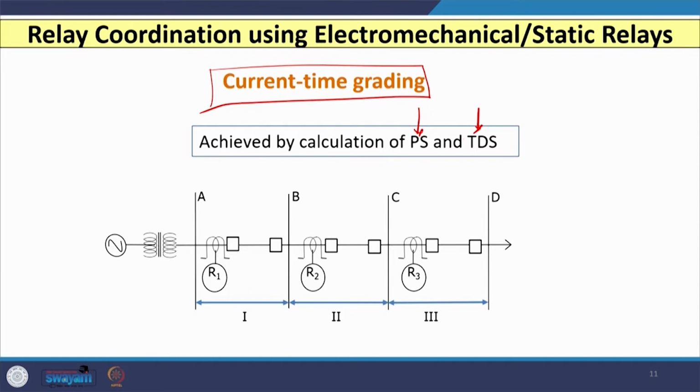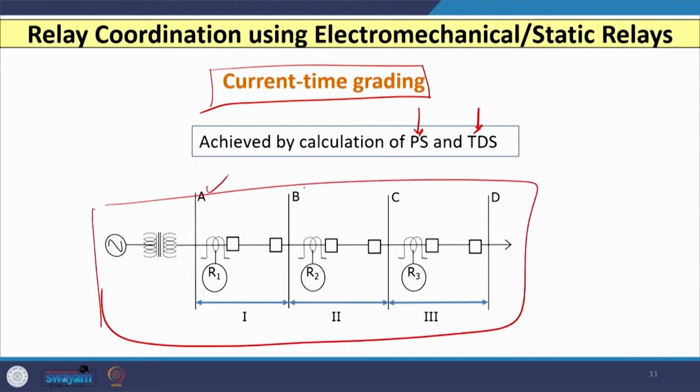And if I go for current time grading, let us consider this example where we have 4 substations A, B, C, D, and feeders are connected between A and B, B and C, and C and D, and 3 relays R1, R2, R3 in the 3 sections are connected. Whenever we want to calculate the plug setting and time dial setting of these relays R1, R2, R3, this is a radial network or structure of a distribution network. So, we have to start with the relay which is connected near the load. We first calculate the plug setting and time dial setting of relay R3.